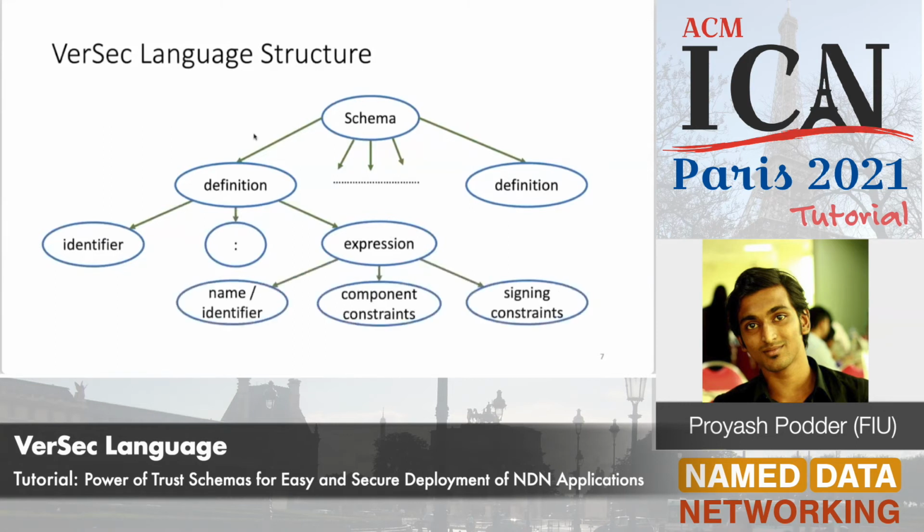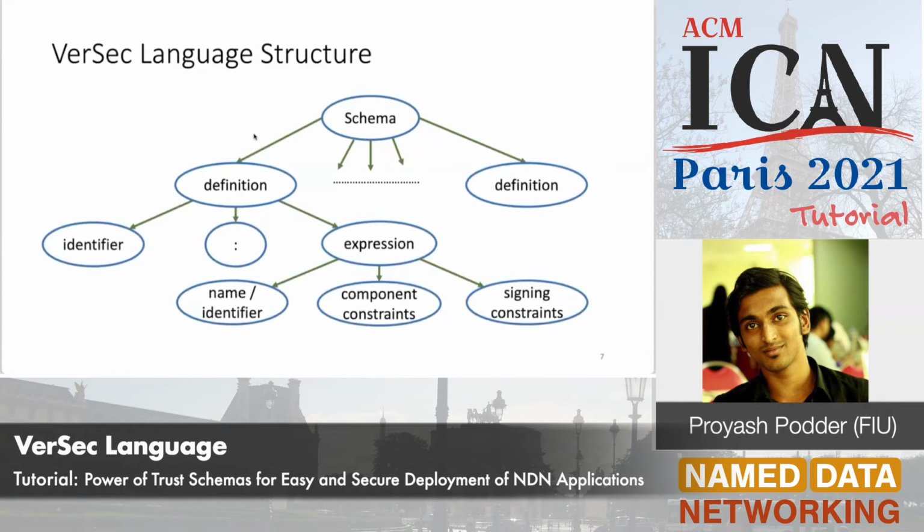Okay, so in this slide, we will see the language structure of VerSec a little bit. We will start with the schema, and a schema will contain multiple definitions. A definition will have three components. We will start with an identifier that identifies the definition, followed by a colon sign, and finally there will be an expression.